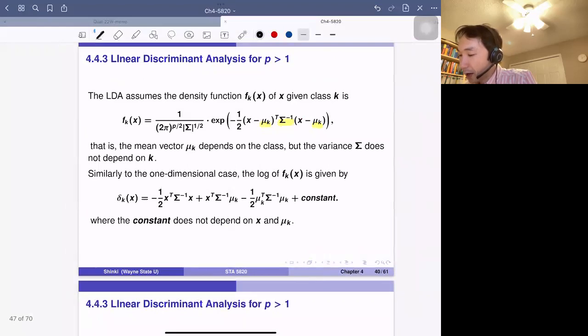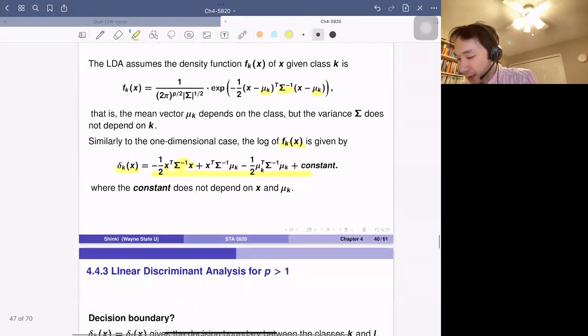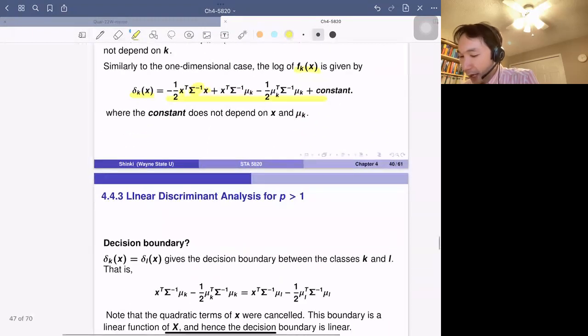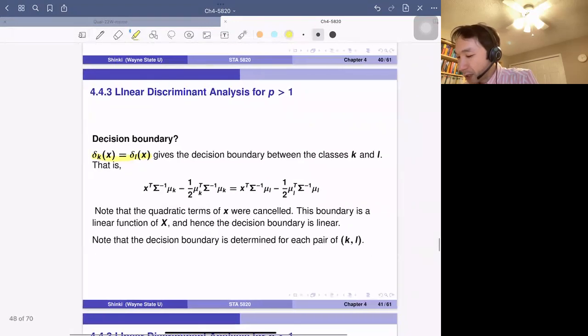So suppose for now that pi1, pi2, up to pi k are all the same number. At first we think about the log of f sub k of x as delta k of x, and we can write this delta k of x in the same way as the univariate case. In the multivariate case we have sigma inverse and x is a p-dimensional vector, but it's similar. So when delta k is equal to delta l, we consider this. And actually this becomes linear.